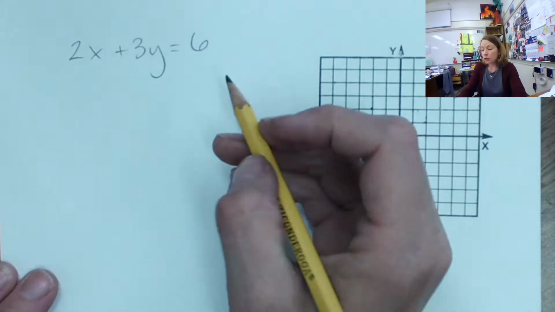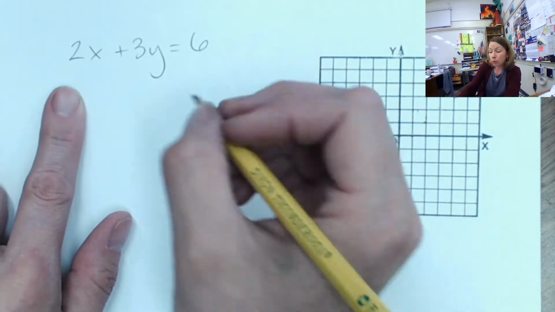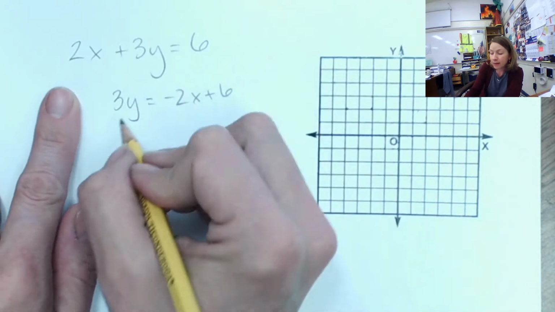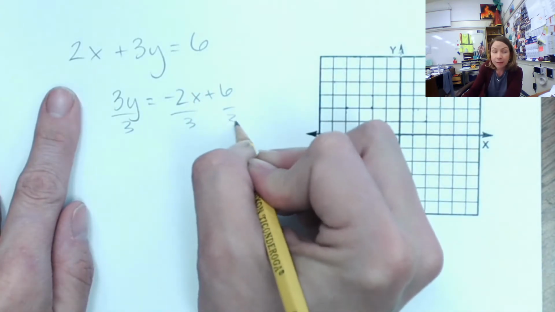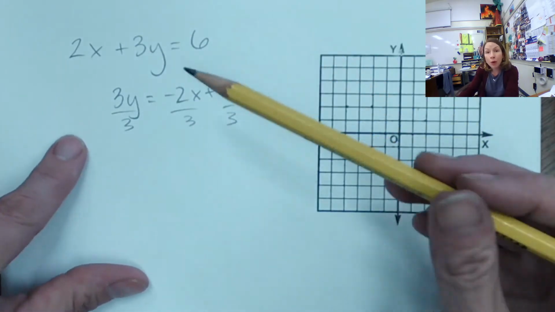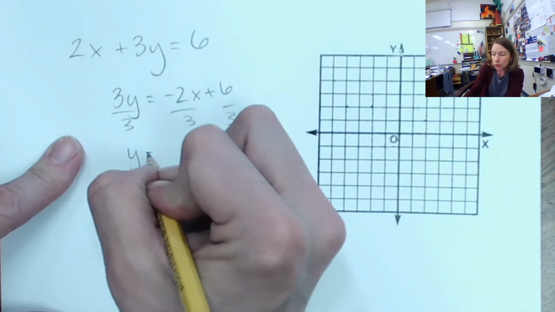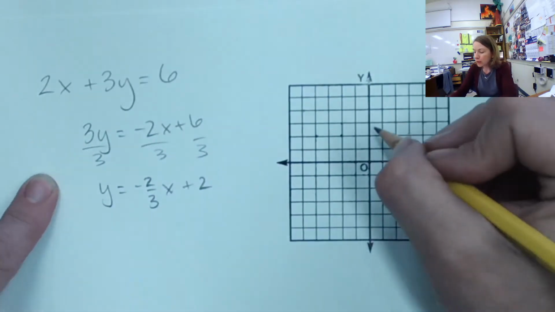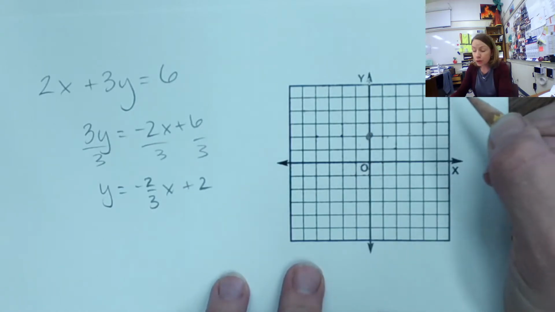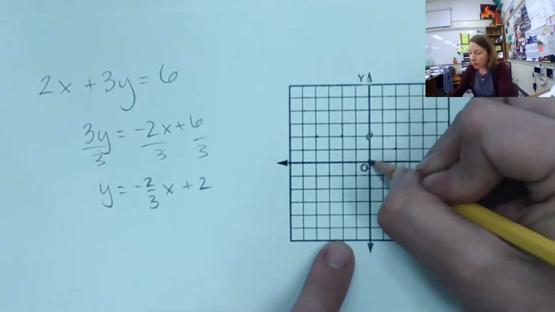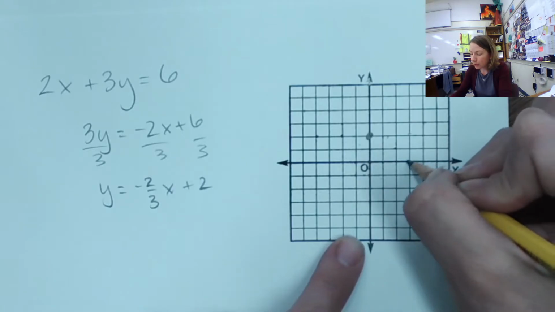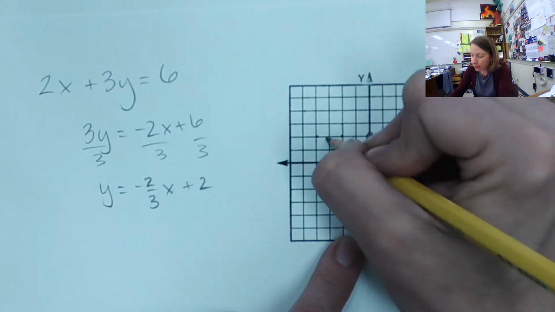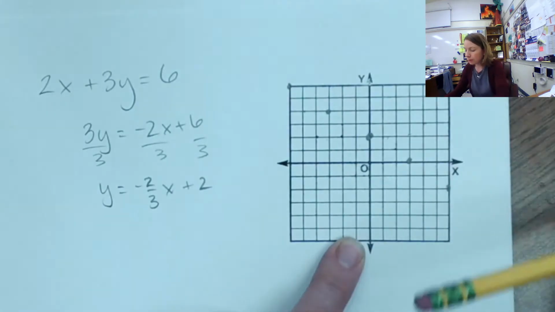Okay? So the first thing I've got to do is get my y by itself. So 3y is equal to -2x plus 6. Then I have to divide everything by 3, right? In order for it to be slope-intercept form, my y has to be isolated. So y is equal to -2/3 x plus 2. So I've got my y-intercept is 2, and then I'm going to go down and then over. Down 2 over 3, right? Or I could go back 3 and up 2, back 3 and up 2.